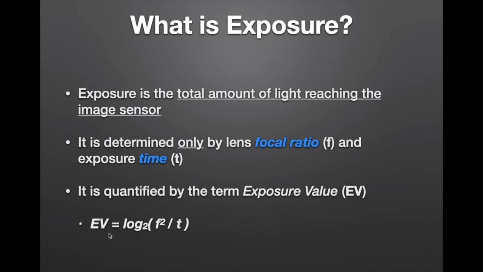So this is found by taking the logarithm base 2 of the focal ratio squared divided by the time of the exposure. And so this gives you a number that is related to the power of 2, exponent of 2, and this is why you see exposure values doubled, for example, on your time setting.